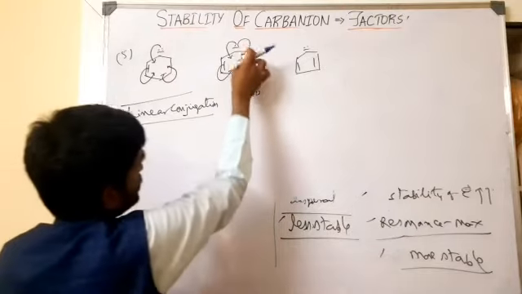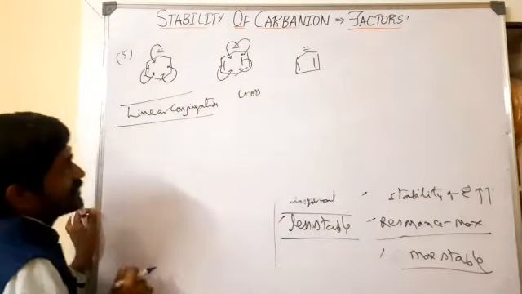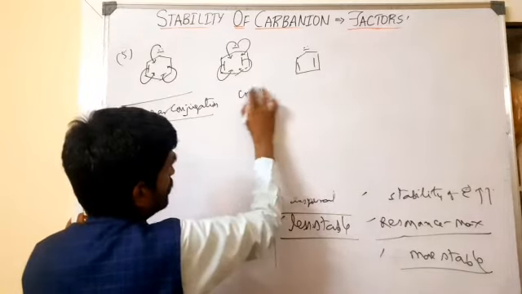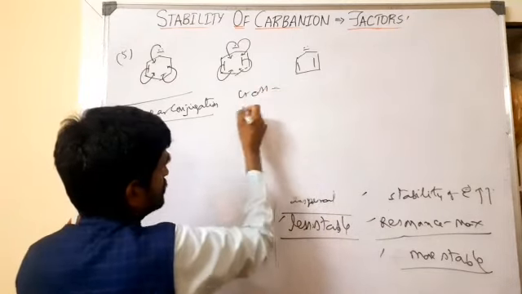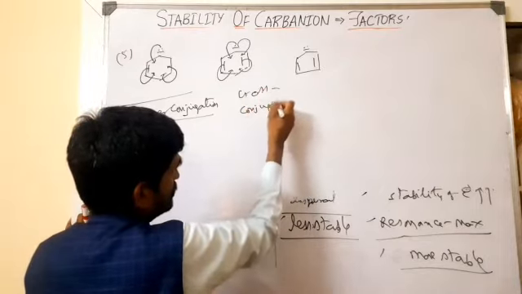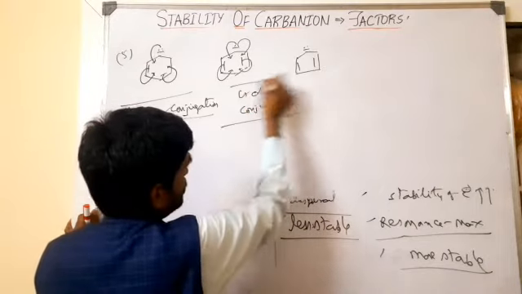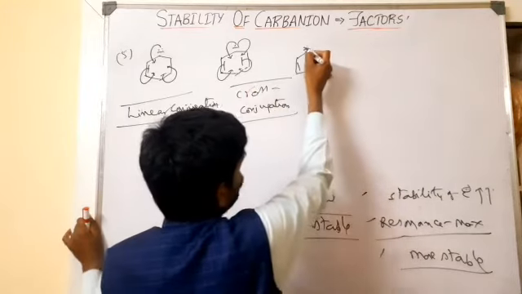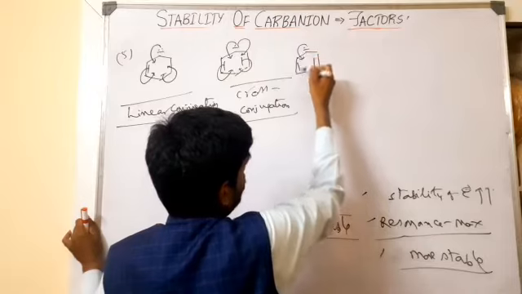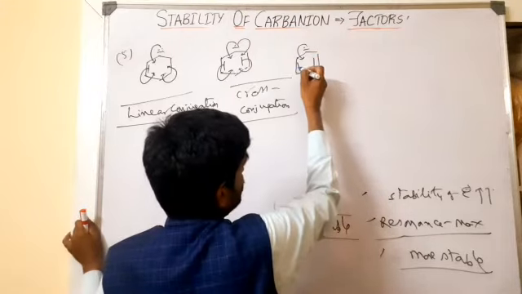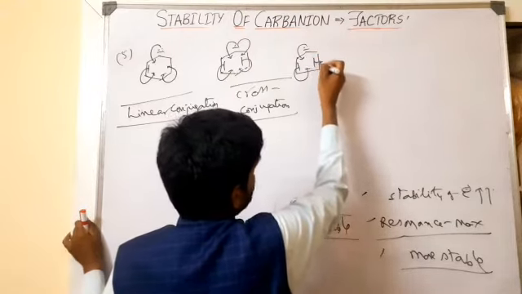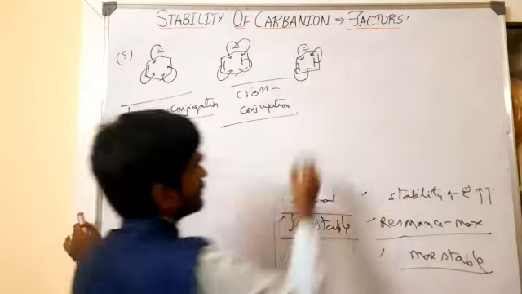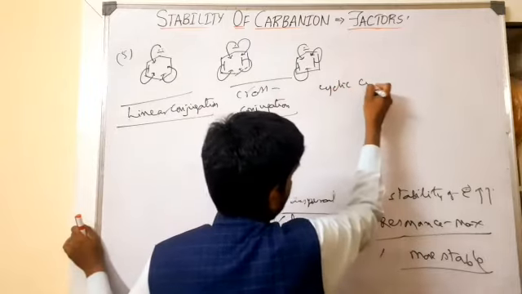So conjugation is from this side and from this side. This is continuous linear conjugation. And this is called cross conjugation. And in this case, here, this negative charge is migrated, dispersed from here to here. Then from here to here. Then from here to here. This is called cyclic conjugation.